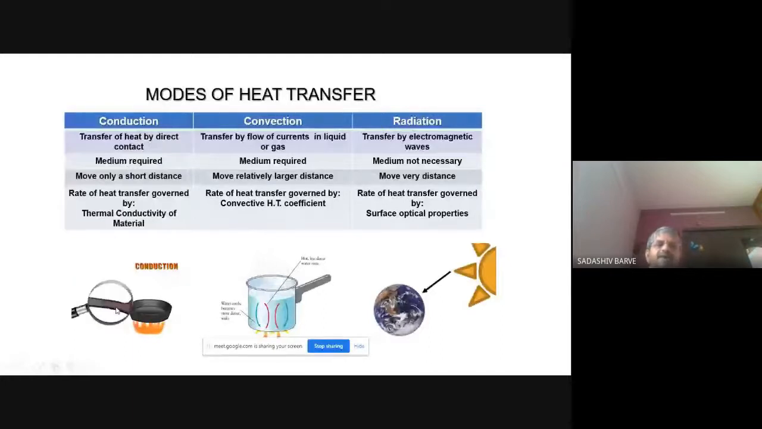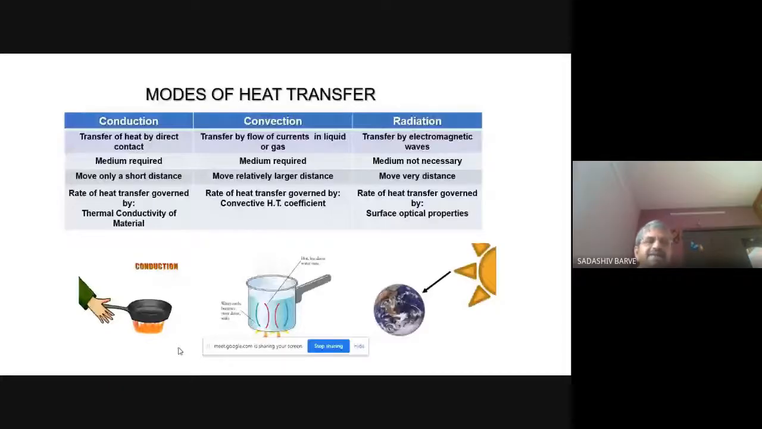It moves only a short distance. If this is too far off, the heat cannot be transferred, because subsequently I'll tell you by equation that if the length it has to cover increases, heat transfer reduces. The rate of heat transfer is governed by the thermal conductivity of that object. For example, if it is a handle or a metallic rod, its conductivity decides the rate of heat transfer.